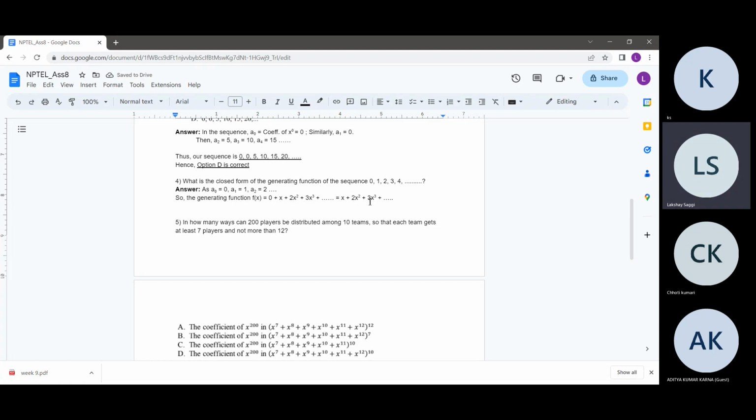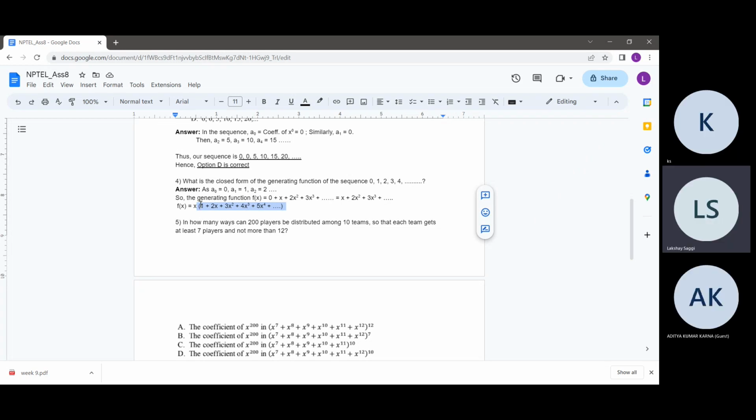Since x is common, we can write f of x is equal to x times (1 plus 2x plus 3x squared plus 4x cubed plus 5x to the power 4), up to infinity. Now our problem reduces to finding the closed form expression for this sum, which is 1 plus 2x, 3x squared, 4x cubed, 5x to the power 4 and so on.